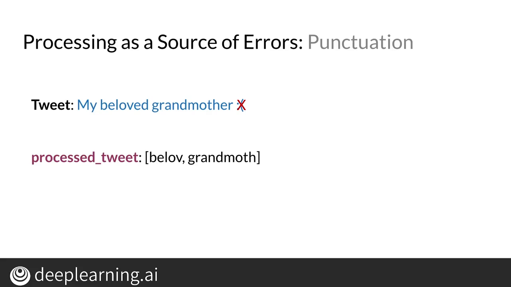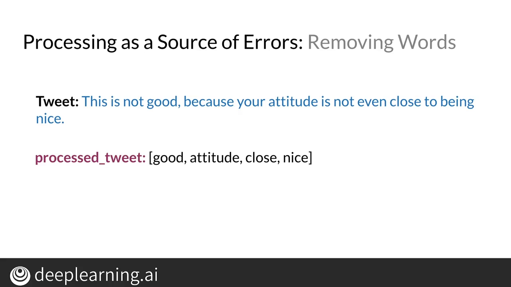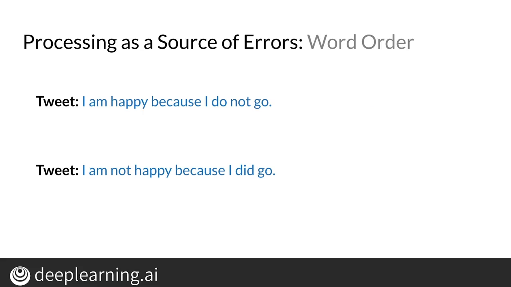It's not just about punctuation either. Check out this tweet. "This is not good because your attitude is not even close to being nice." If you remove neutral words like "not" and "this," what you're left with is the following: good, attitude, close, nice. From this set of words, any classifier will infer that this is something very positive. I'll talk later on about handling "not" and word orders. But remember, double check what your processed text looks like to make sure your model will be able to get an accurate read. The input pipeline isn't the only potential source of trouble.